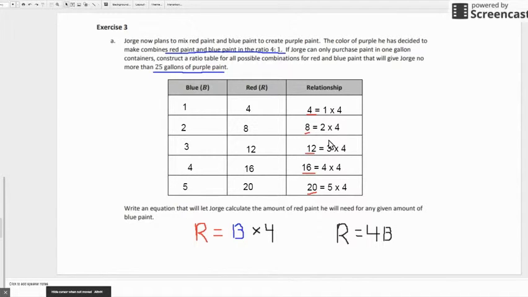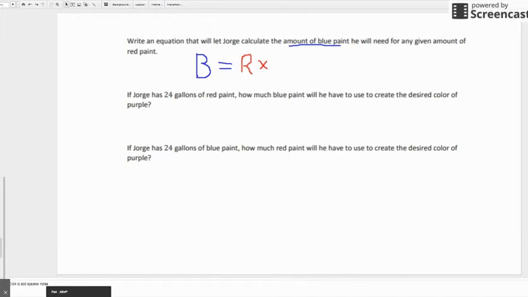Well, if we look back up here, if it's blue times 4 to get the red, we take the ratio value of here and we have to flip it around. Remember, this 4 is a ratio value of 4 to 1. If we flip it around, that would give me my blue. It would be a 4 over 1. I have to multiply it by 1/4 because blue paint is 1 out of every 4 red paints.